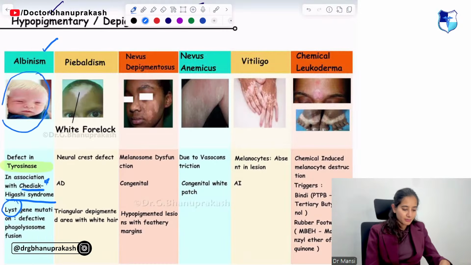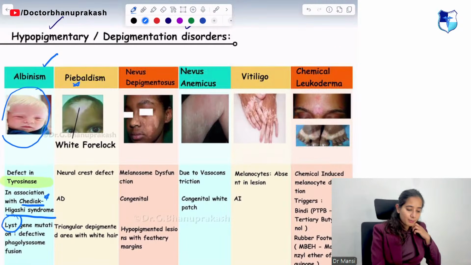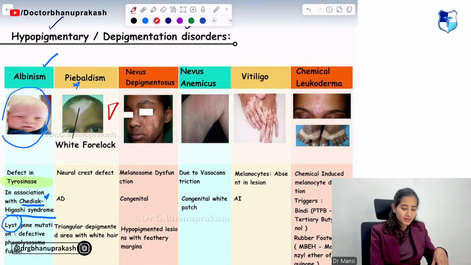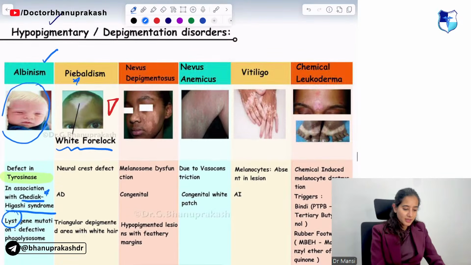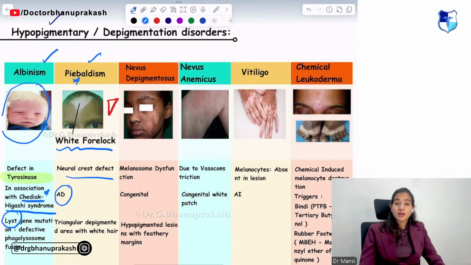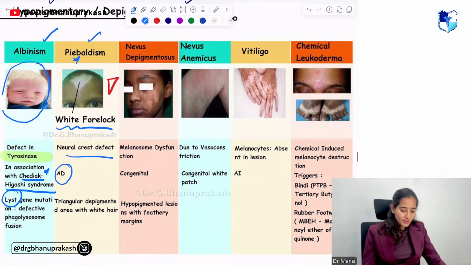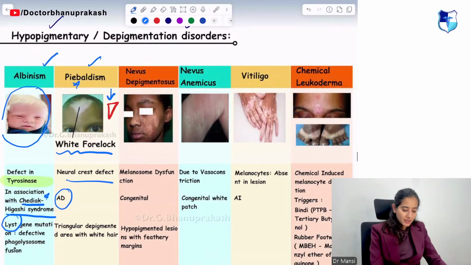You can see the albinic baby here, and then piebaldism. You must have eaten a pie; the pie is more like a triangular thing, like a pastry. There is a white forelock, which is seen in piebaldism, and it is a neural crest defect and autosomal dominant in nature. This has been asked just like this, as a white forelock image-based question. There is a triangular depigmented area with white hair present in piebaldism.